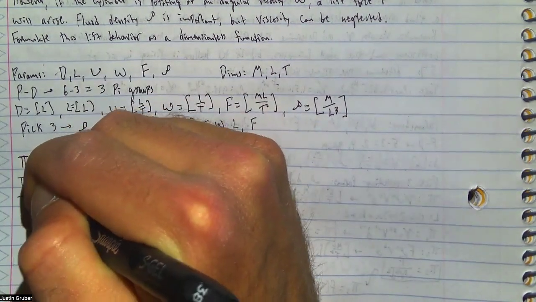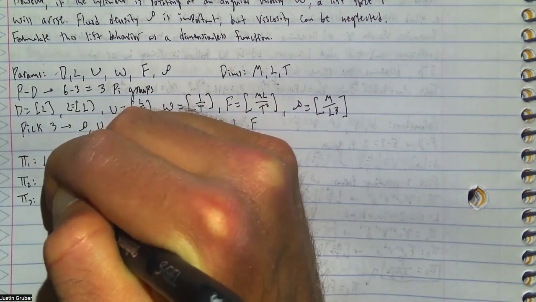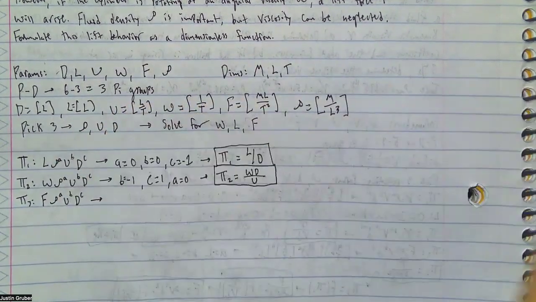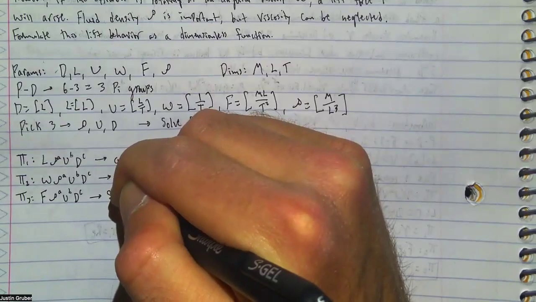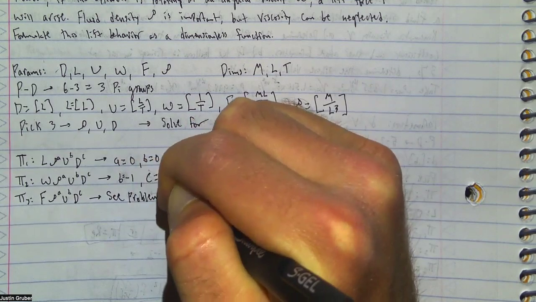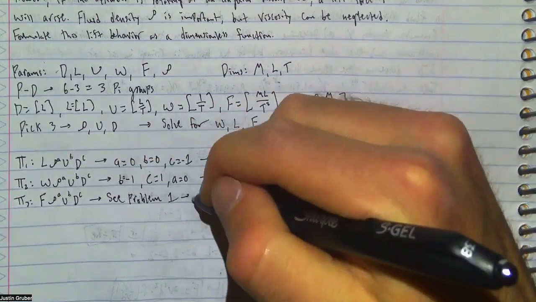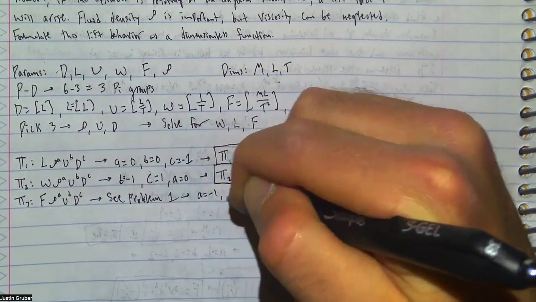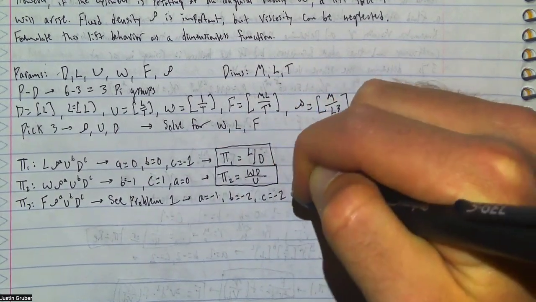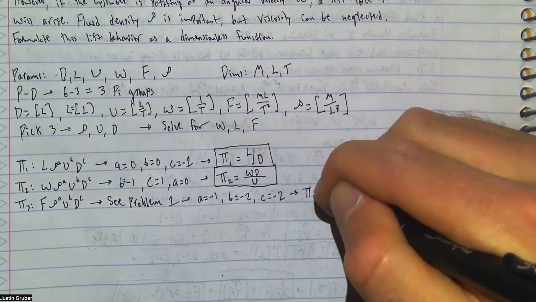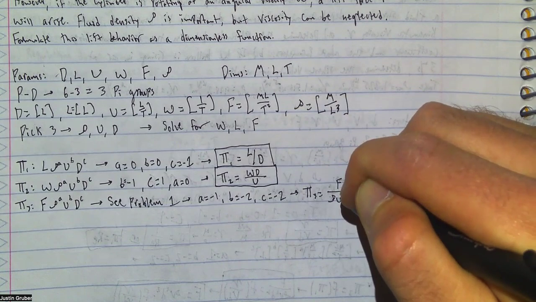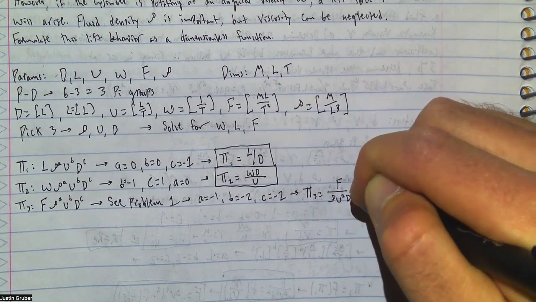And pi 3 is our force term, which we already did in problem 1. See problem 1. It's literally the exact same thing. A equals -1, B equals -2, C equals -2. So you get pi 3 is F over rho U squared D squared.